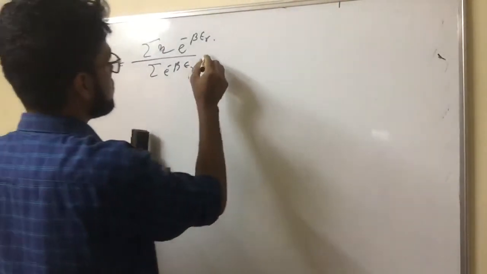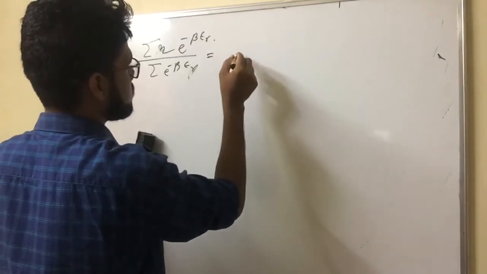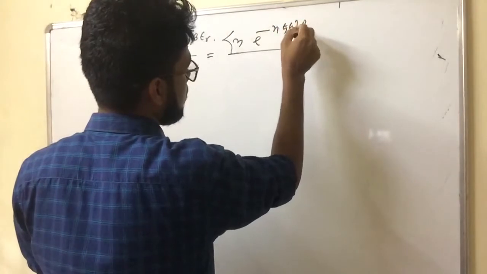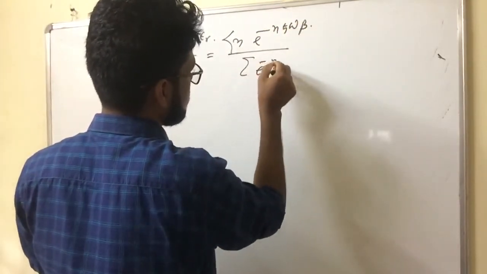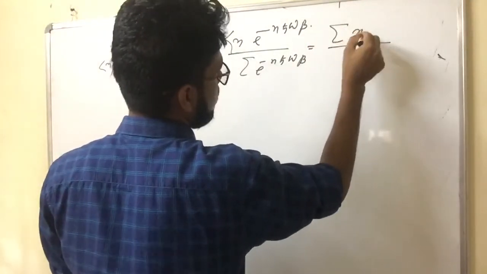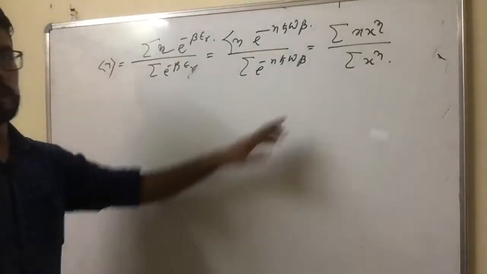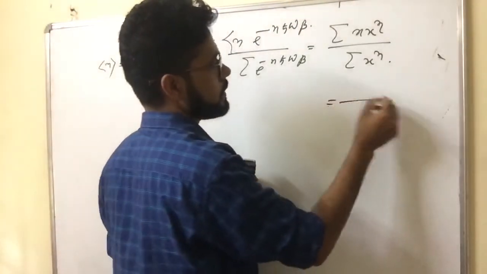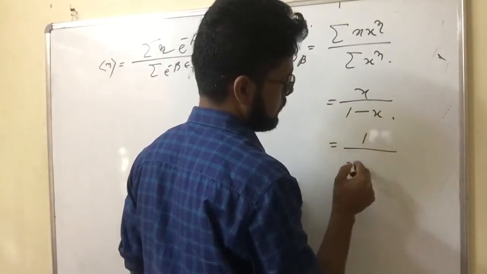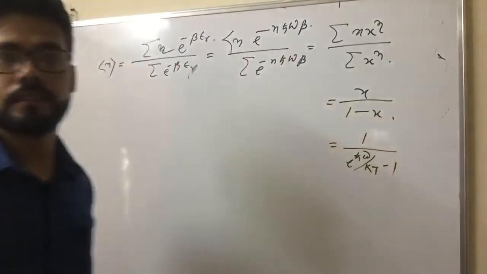Then it is very easy, you just put the value: n e to the power minus n h cos omega beta, e to the power minus n h cos omega beta. It will be the same formula, sum of n x to the power n. So it will give you x over 1 minus x, where x is e to the power minus h cos omega beta, which gives 1 over e to the power h cos omega by kT minus 1. It's very easy.